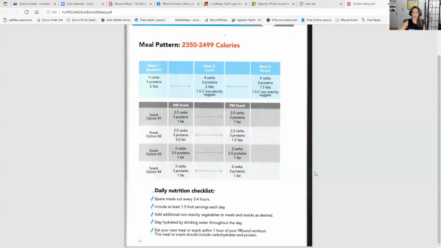So here, for example, once I'm in that 2,500 category and I've determined that, this is the meal pattern that I would be given. And I actually am going to be going through it. So this is the meal plan and pattern that I'm going to be doing. As you see, it doesn't tell you what to eat specifically. It tells you how to have your daily nutrition checklist, spacing your meals out every 3 to 4 hours, including 1.5 fruit servings each day. Add additional non-starchy vegetables to meals and snacks as desired.